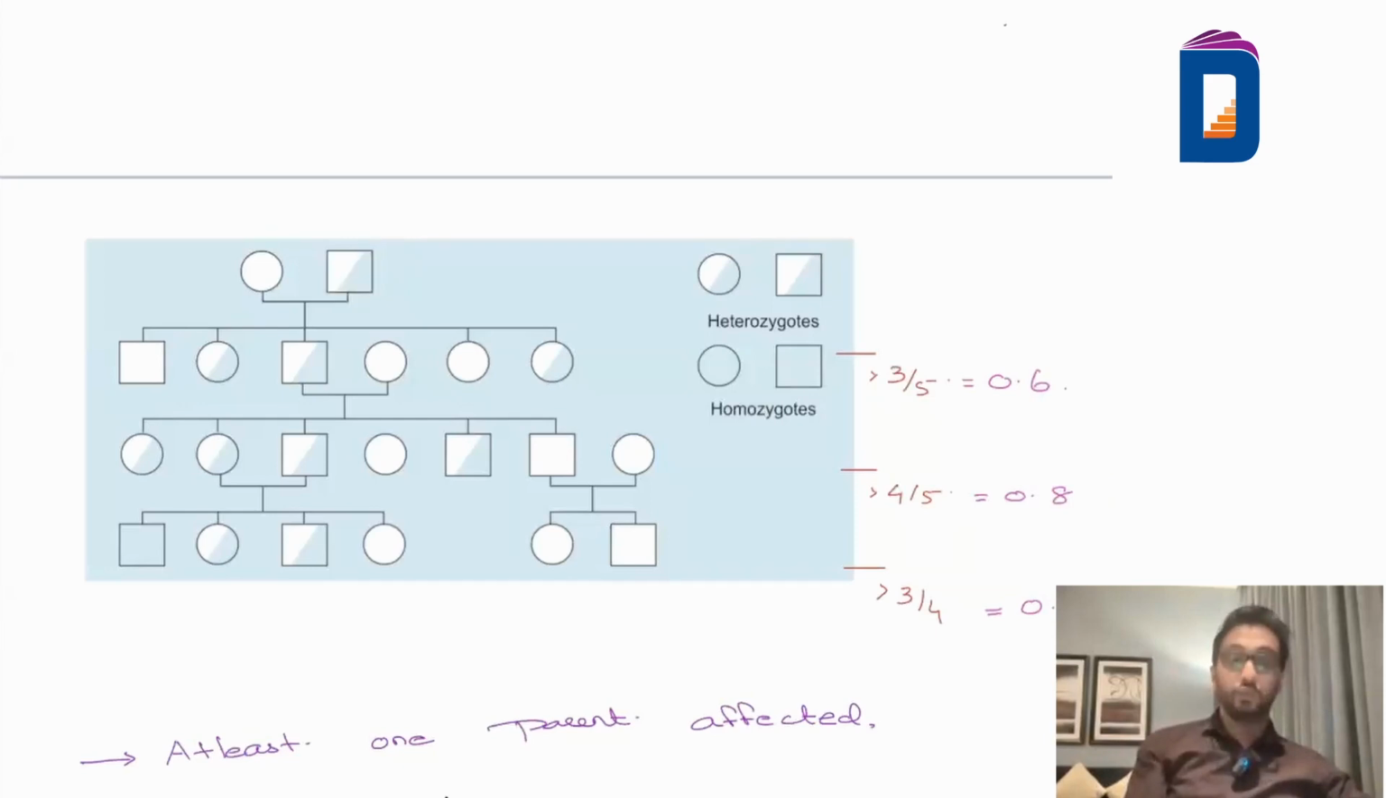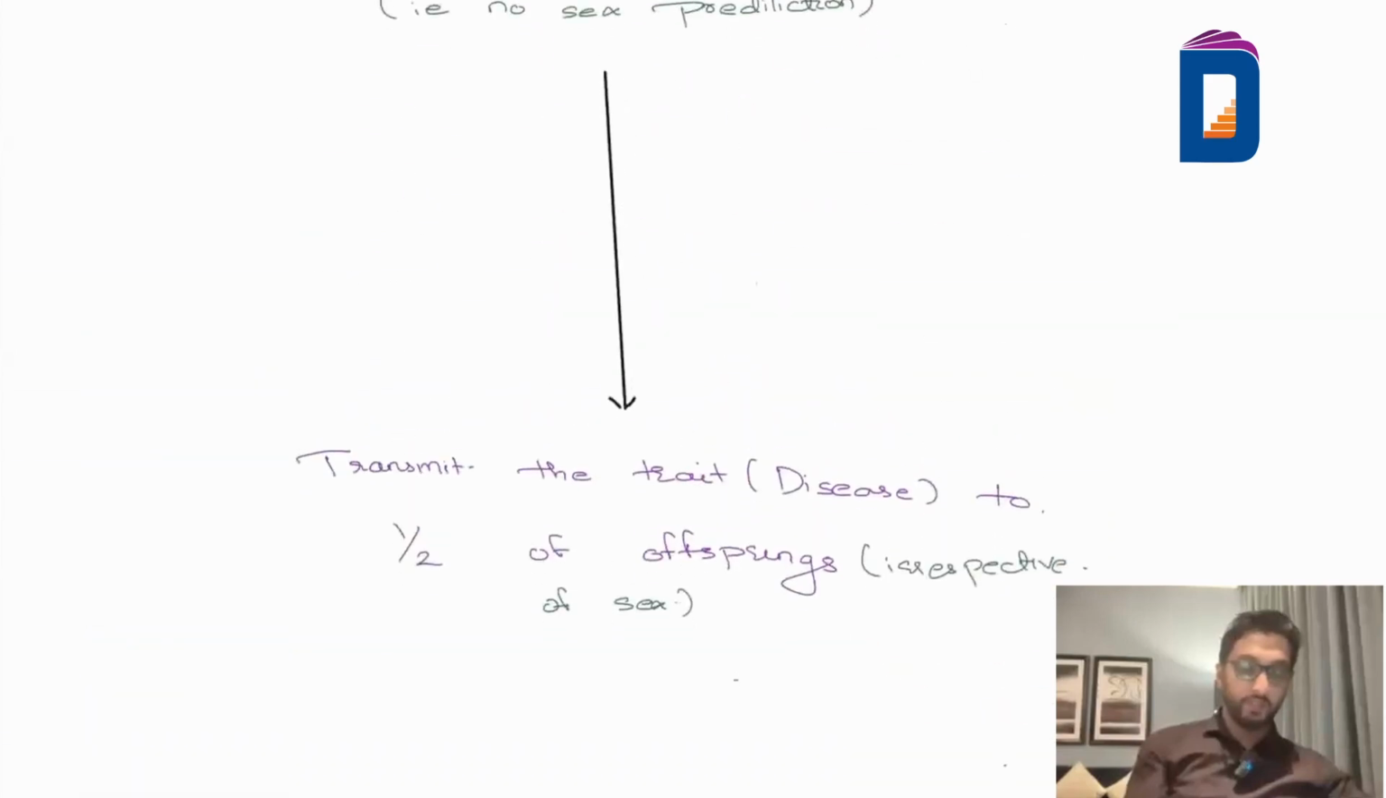That's why I'm saying you have to see the ratio also. So let's see the ratio. What did we say? The disease is transmitted to half of the offspring, at least half or even more of the offspring.